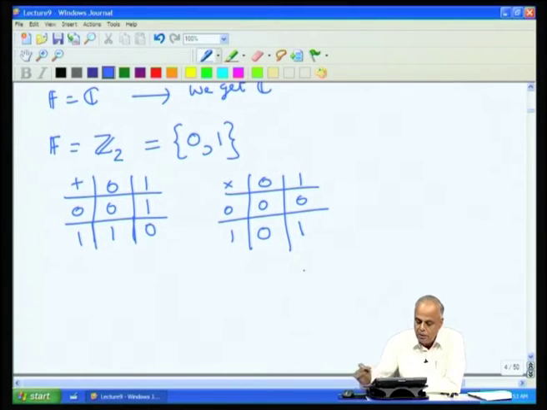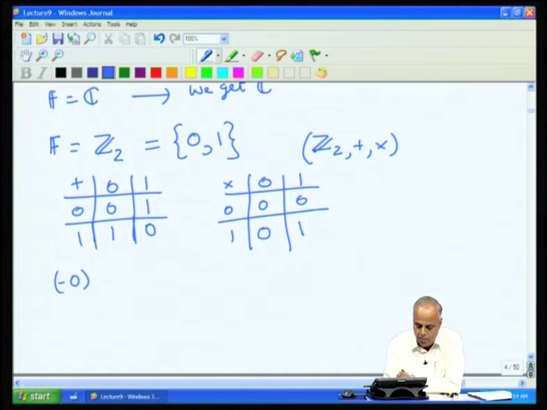This is the simplest multiplication table that one can remember. Now, with these operations of plus and into, Z 2 is a field. So, we are looking at the field Z 2, plus and into. Now, in this field, for example, what is minus 0? Minus 0 is 0 itself, and minus 1 is 1 itself, because 1 plus 1 is 0, and therefore 1 acts as the negative of 1.